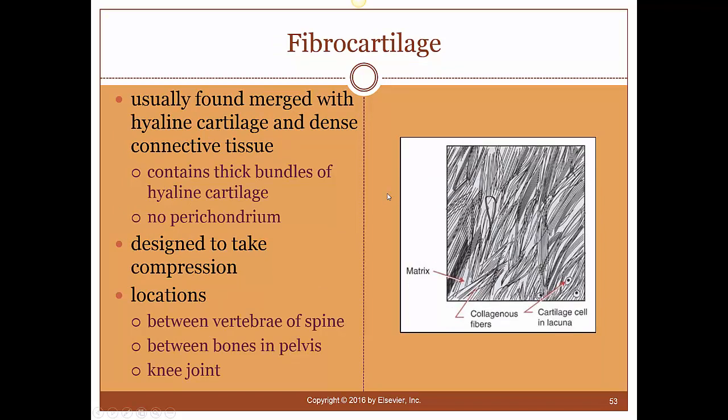Lastly, we get the fibrocartilage. So this is going to be found between vertebrae in the spine. So it makes the cartilage a little bit more flexible for some of the bending and things, and also is really good at holding the vertebrae together. It's also going to be found in young animals in between bones in their skull.